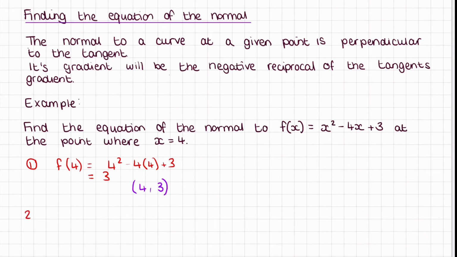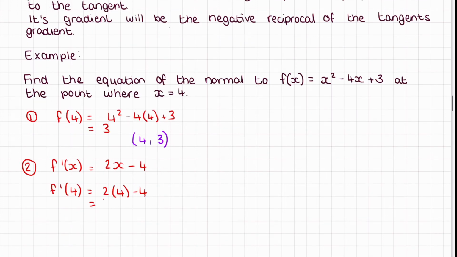Next, we want to find our derivative. So f'(x) would equal 2x minus 4. And now we're going to sub in our 4 into this part to find the gradient at that point, which would be 2 times 4 minus 4, which equals 4.